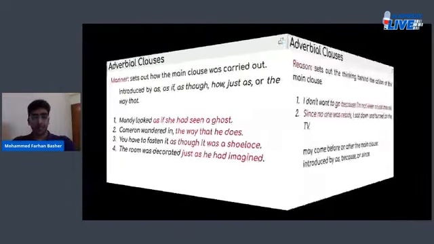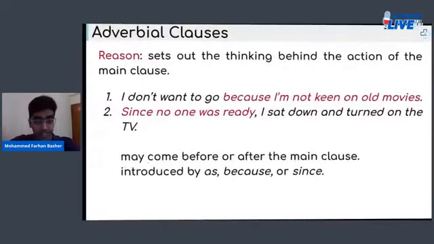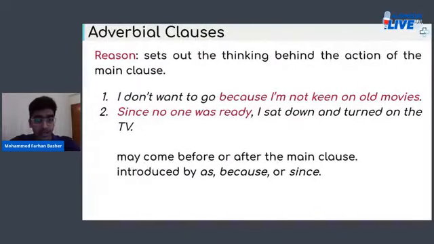And then reason. Now we have adverbial clauses that talk about reasons, or that define reasons of actions mentioned in the main clauses. It sets out the thinking behind the action of the main clause. I don't want to go. Where do you want to go? Why do you not want to go? I don't want to go because I'm not keen on old movies.